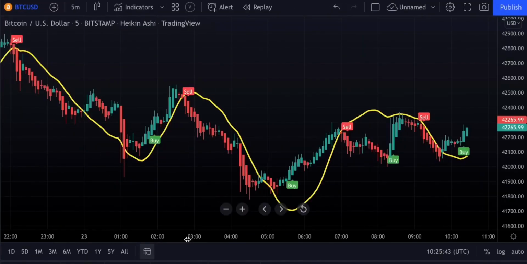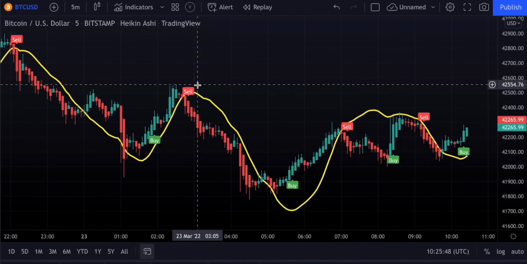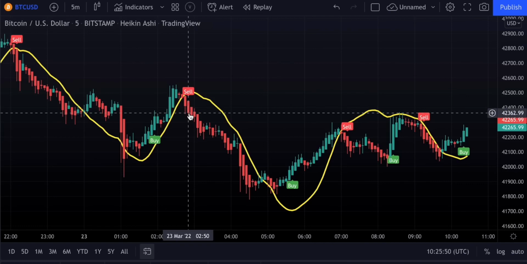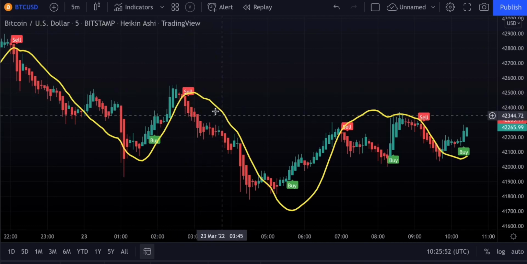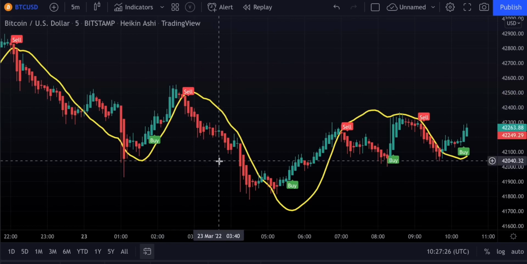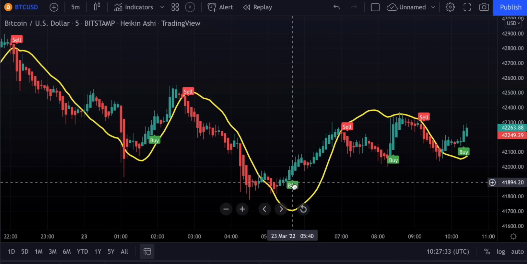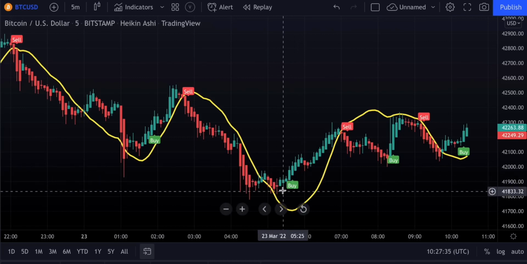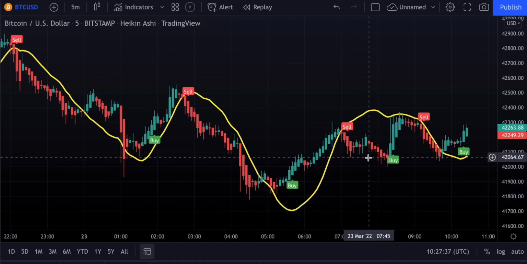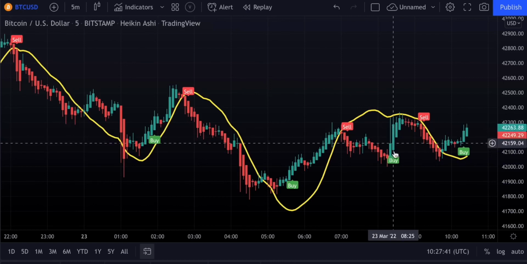So in order to enter a short position, we need to have a sell signal from our indicator, and also the price needs to be sitting below this moving average. So this would be a valid signal to go short. The opposite works when entering long trades. We need to have a signal to buy from our indicator, and the price needs to be above the moving average.